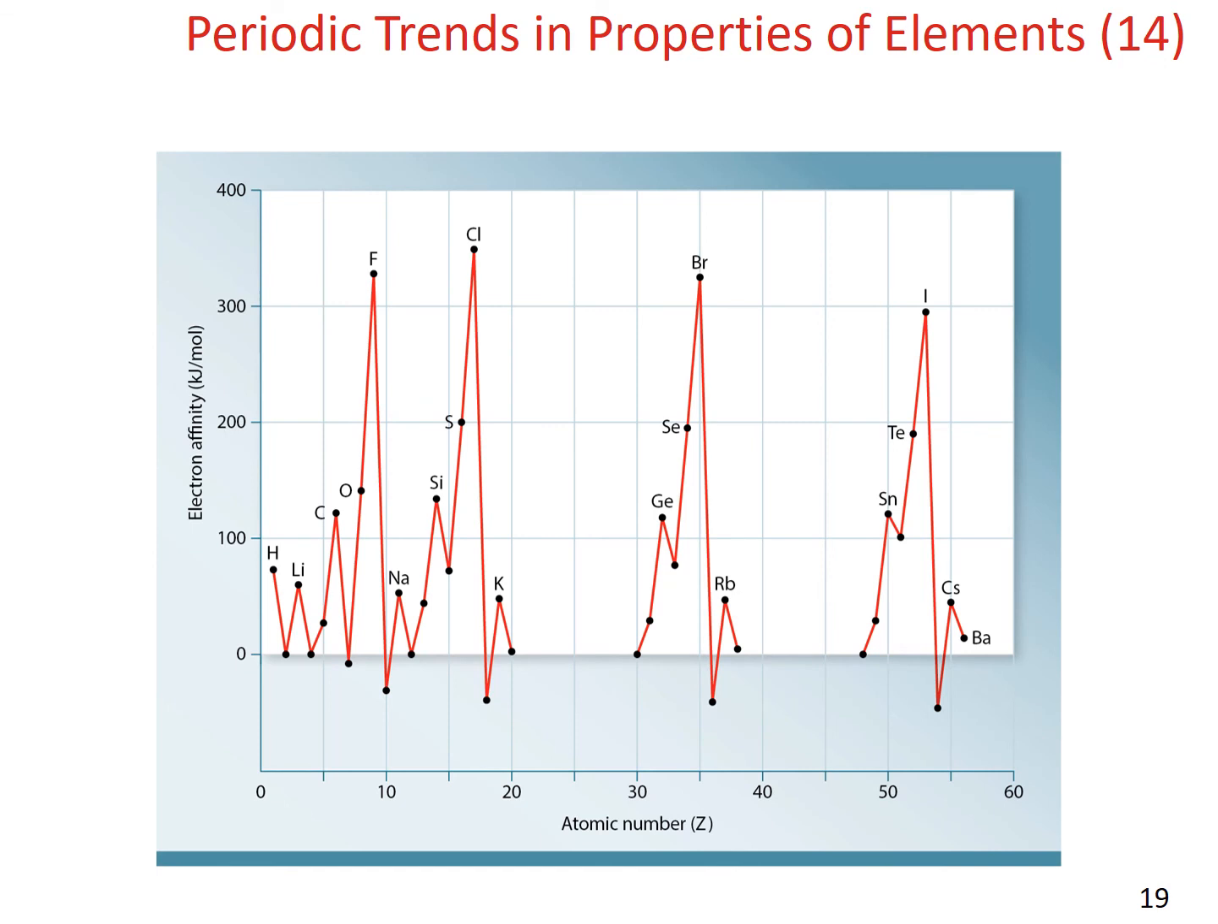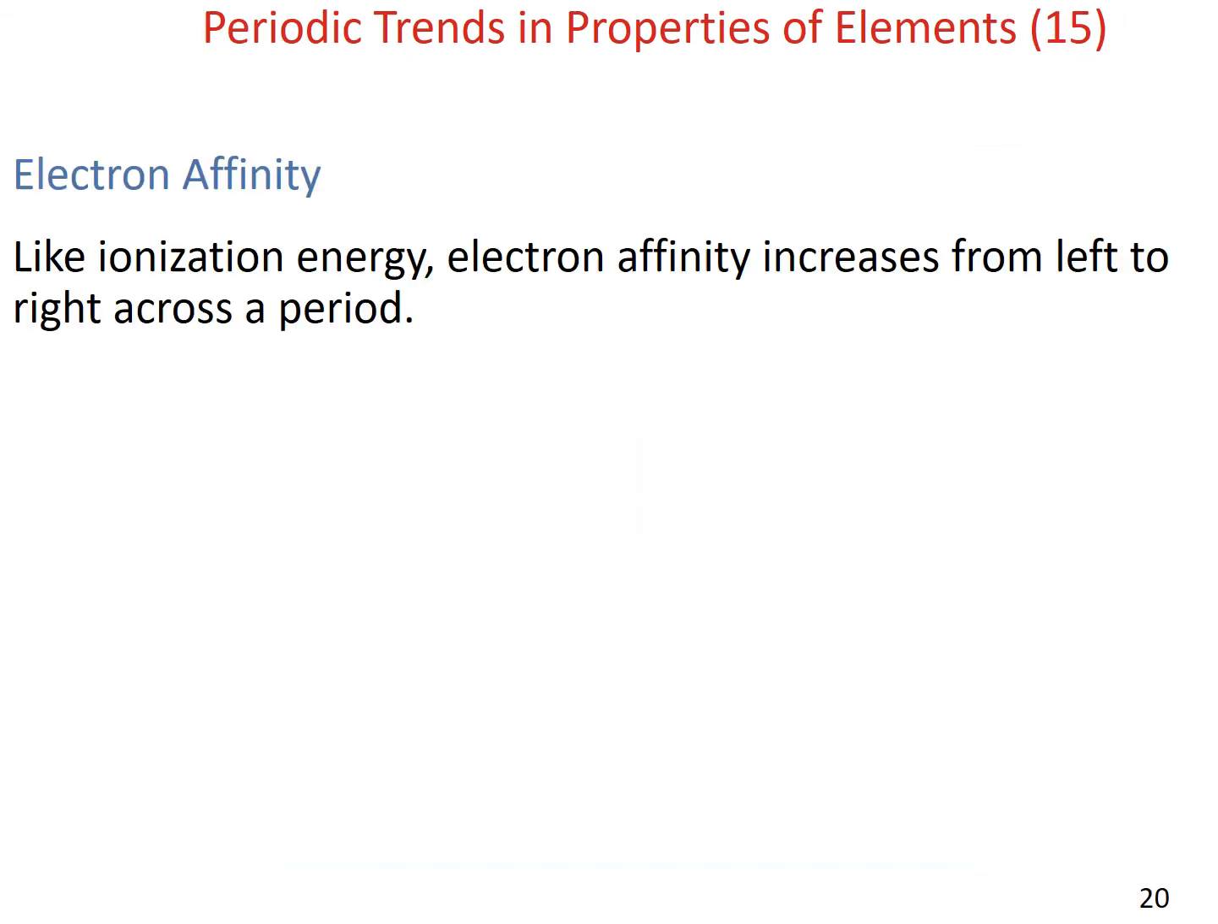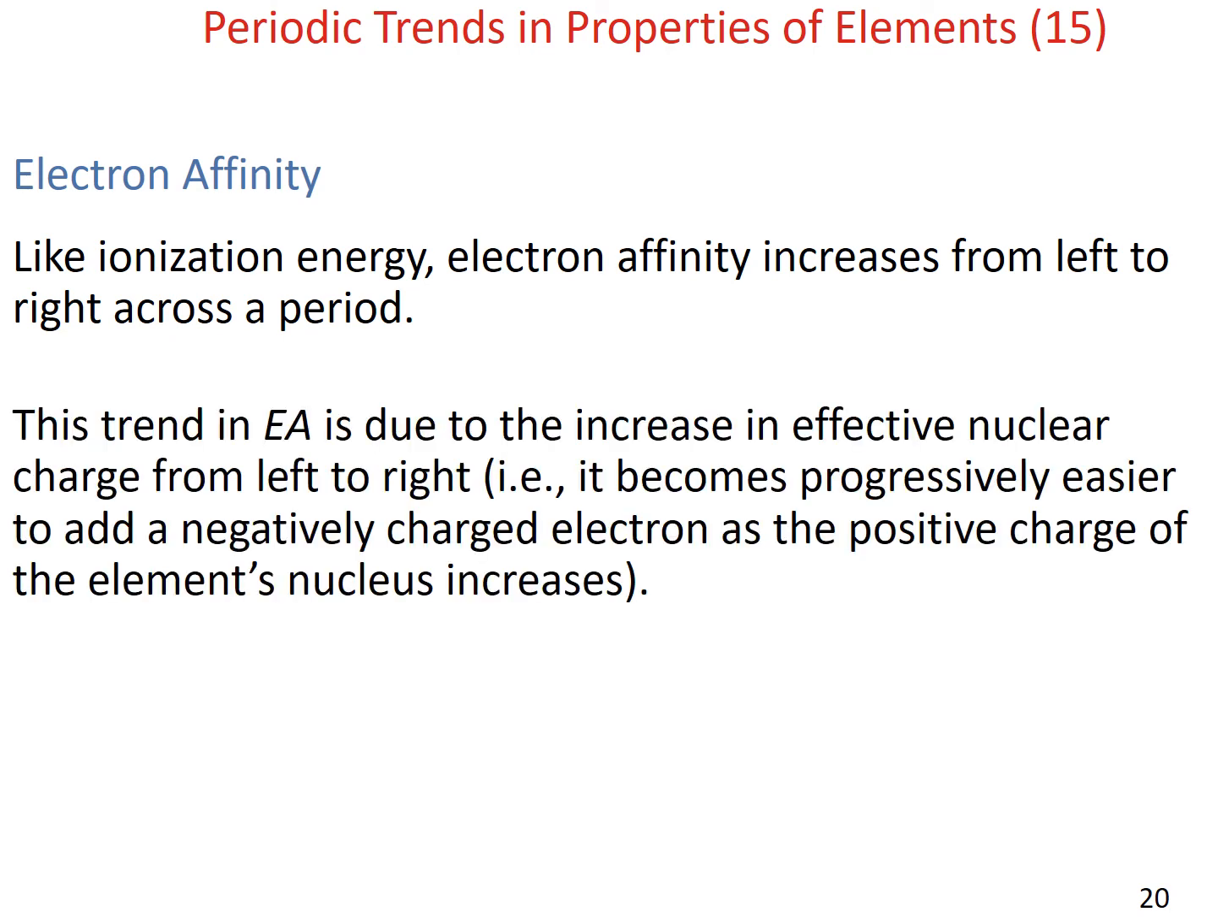And here you can see going from something like hydrogen through fluorine, there's an increase. Sodium through chlorine, there's another increase. So there is some trend here, especially from left to right. So electron affinity is increasing from left to right across a period due to the increase in effective nuclear charge. So it becomes progressively easier to add a negatively charged electron as the positive charge of the element's nucleus increases. So you're increasing Z effective. That'll make it easier to add that electron.